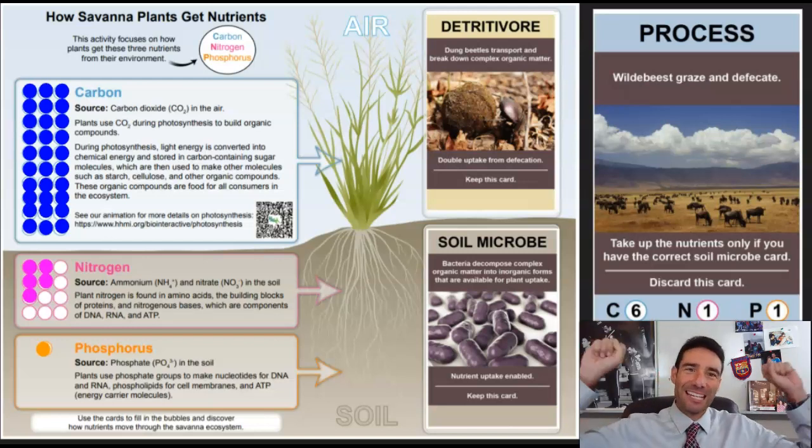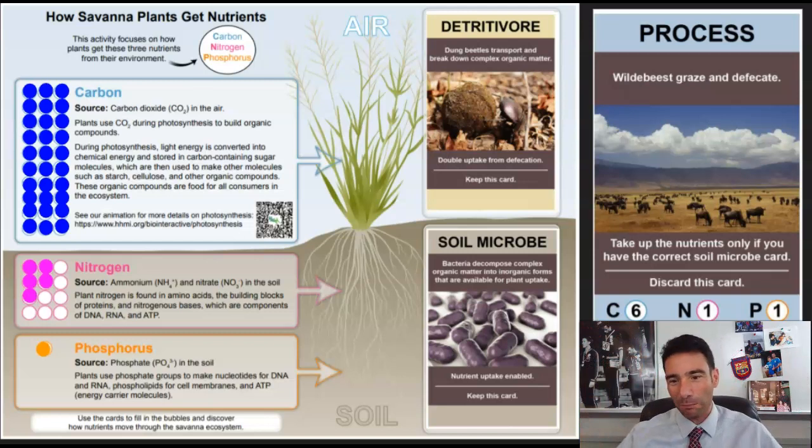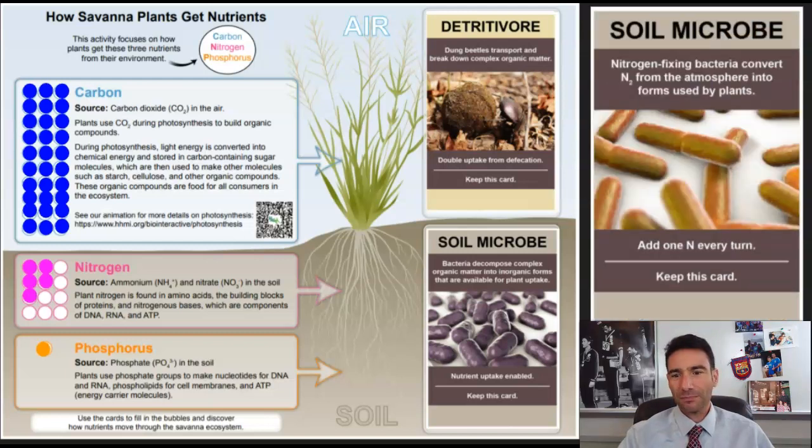Wildebeest graze and defecate. Yes, wildebeest poop is full of good stuff. And since I've got the detritivore, I get to double the uptake from defecation, and I've got soil microbes that allow me to take up those nutrients. So I get, whoa, 12 carbons. That's more than I needed. 2 nitrogens and phosphate that is just bonus. So that is a lot. Look at my card is filling up now.